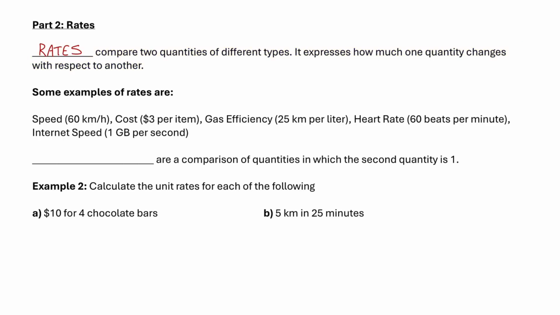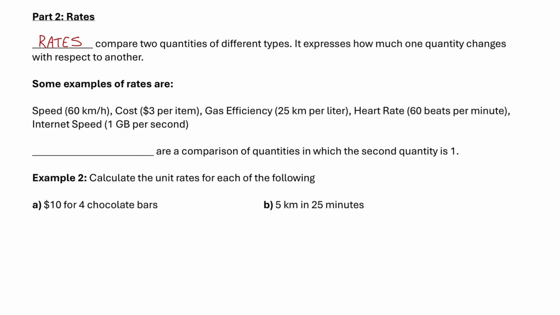So some examples of rates would be a speed such as 60 kilometers per 1 hour, cost like $3 per 1 item, heart rate, which could be 6 beats per 1 minute, or internet speed, which is 1 gigabyte per 1 second. Notice in each of those we had 2 quantities. Like in internet speed, it was gigabytes and seconds, or gas efficiency was kilometers and liters. We're always comparing how one quantity changes with respect to how another one changes. And in each of these examples I gave you, I actually gave you a unit rate.